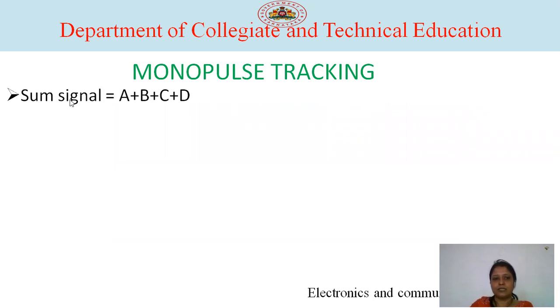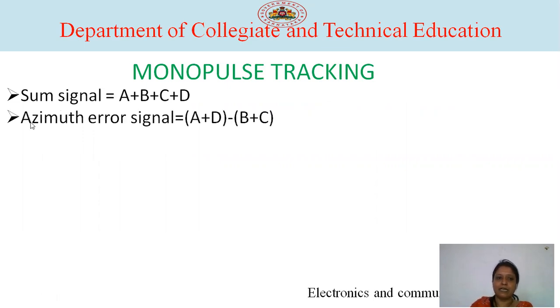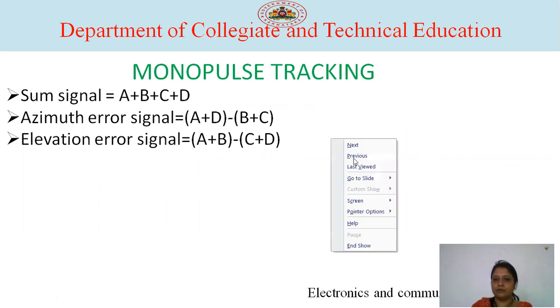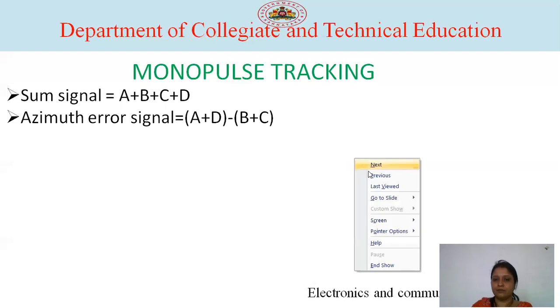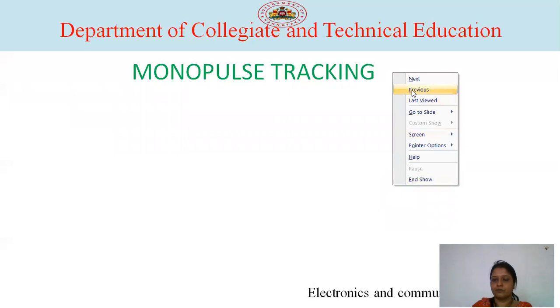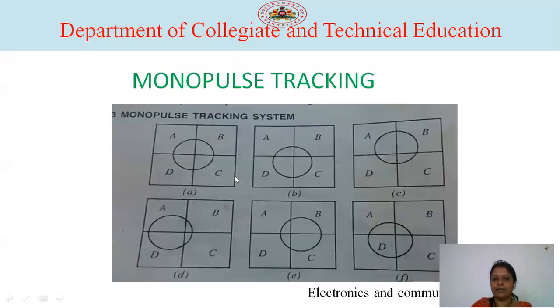Suppose the sum of all the echo signals is A, B, C, D, all the quadrants. Now the azimuth error, that is the horizontal error: A plus D are added, and B plus C are added, and A plus D minus B plus C gives the horizontal error. And the elevation, the vertical error, means A plus B minus C plus D. That is, if you observe the previous slide, this is A, B, C, D here, correct? A, B, C, D.